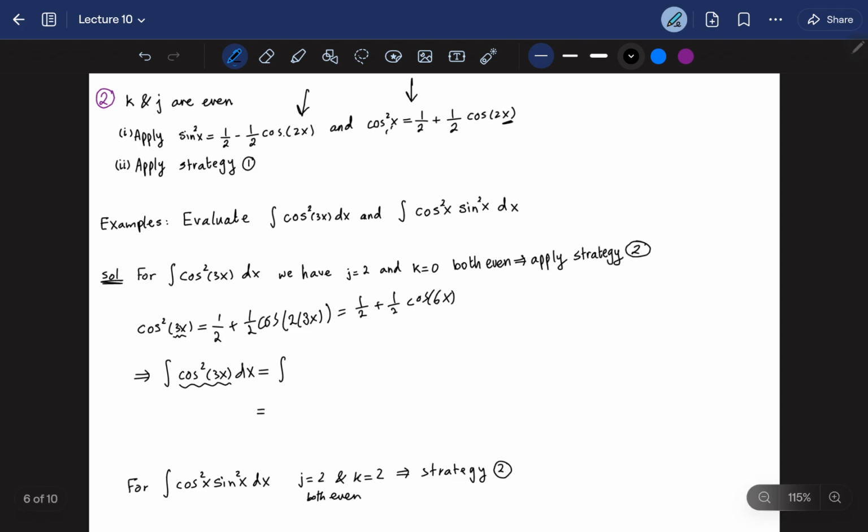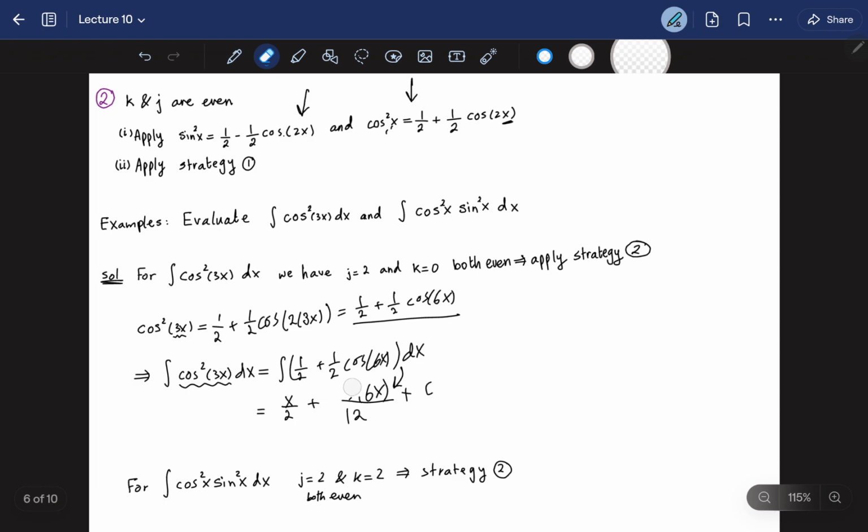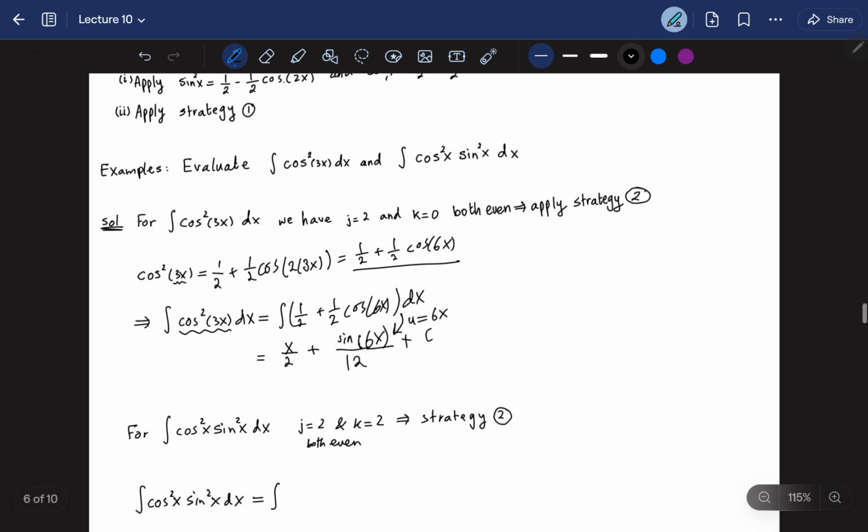I know that cosine squared is equal to this, so I'm just going to plug it back in. And now if you see, I can integrate this directly. This is just x over 2 plus sine 6x over 12 plus c. I went from cosine, oh sorry, this is sine. I went from this to this using a u substitution of 6x.